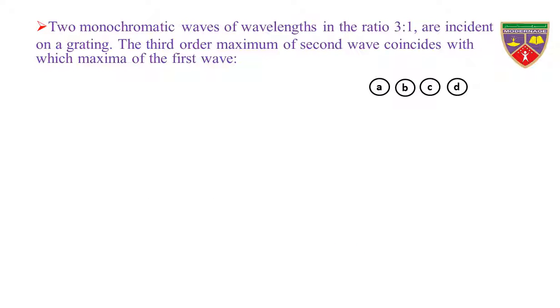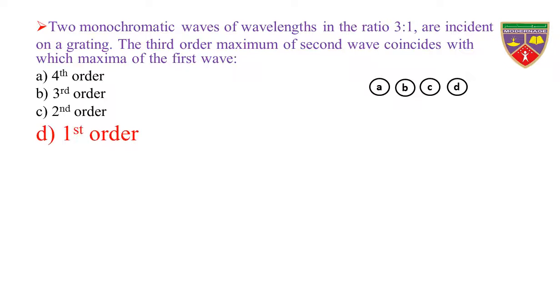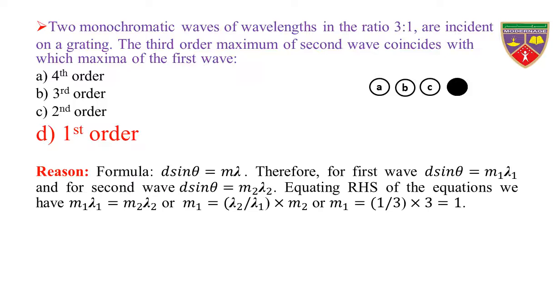Two monochromatic waves of wavelength in the ratio 3 to 1 are incident on a grating. The third order maximum of the second wave coincides with which order maximum of the first wave? Option A: fourth order, option B: third order, option C: second order, option D: first order. The key is first order. Therefore, the correct option is D.